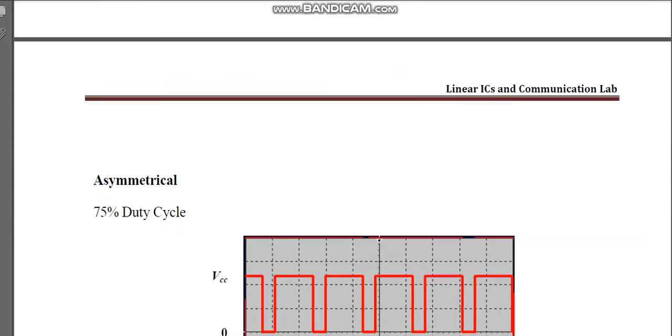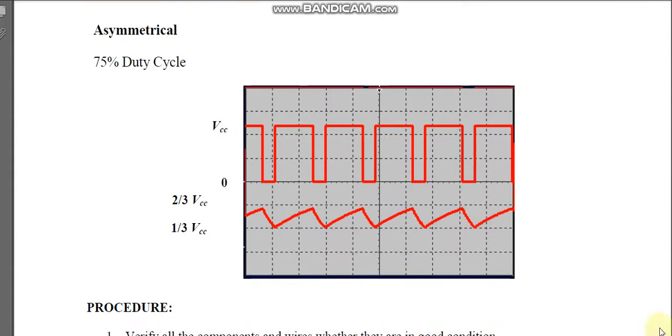So for asymmetrical, depending on the 75% we had taken, you can see T on is 75% of your total T, and you can see this is only 25% of your total T. From this point to this point we call it the total T. So during the T on you have charging of the capacitor here, and during this period you have discharging of the capacitor.